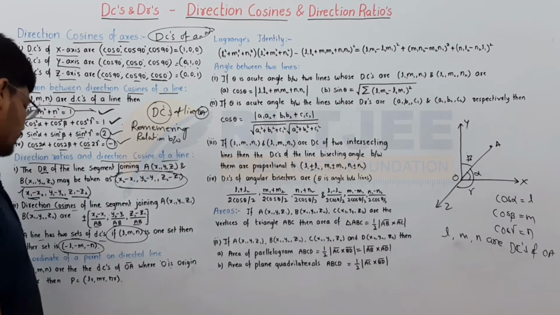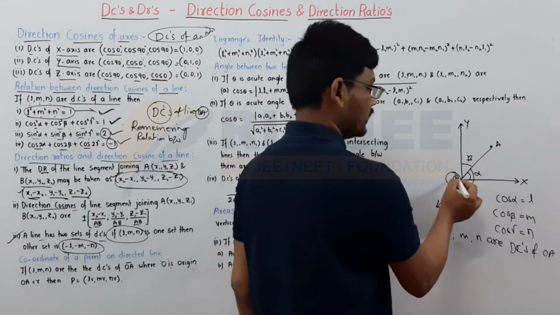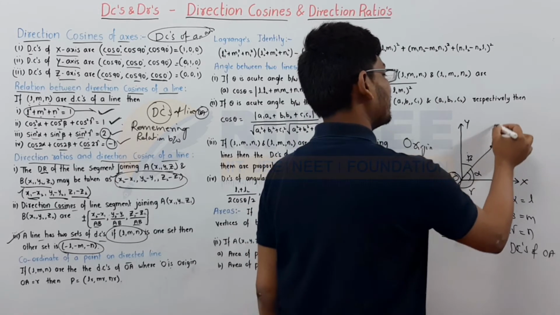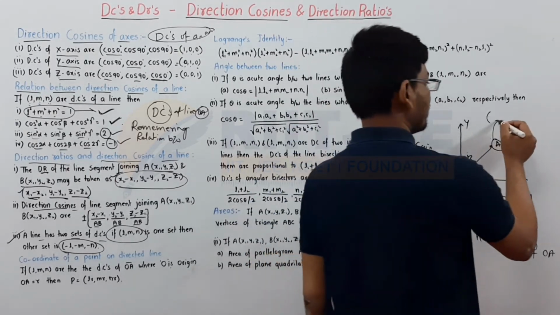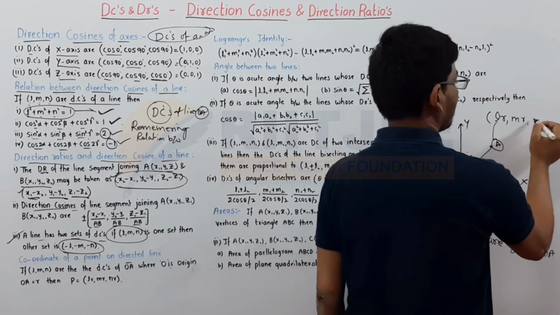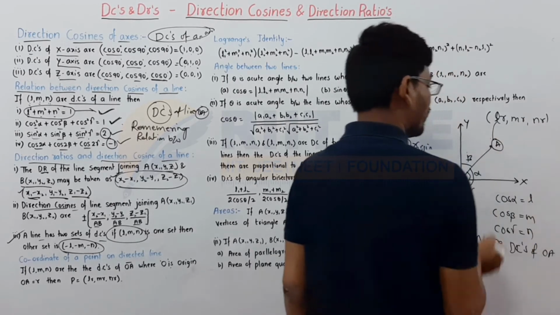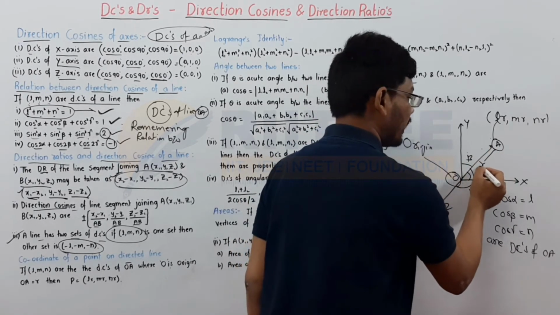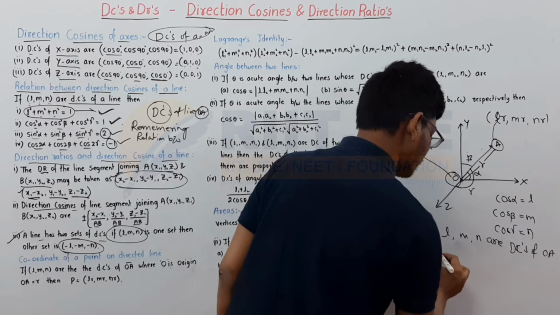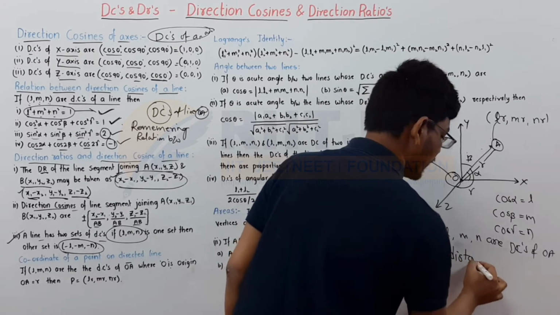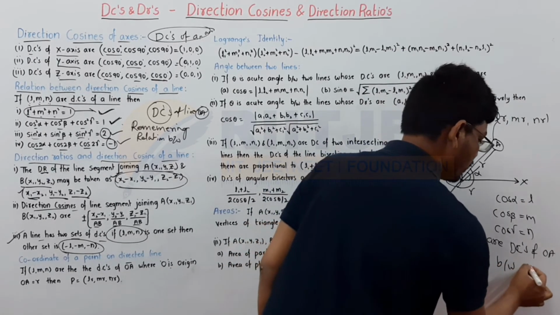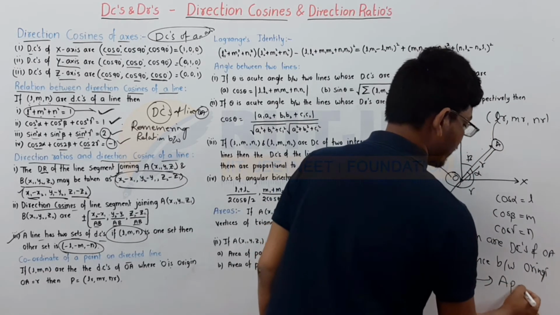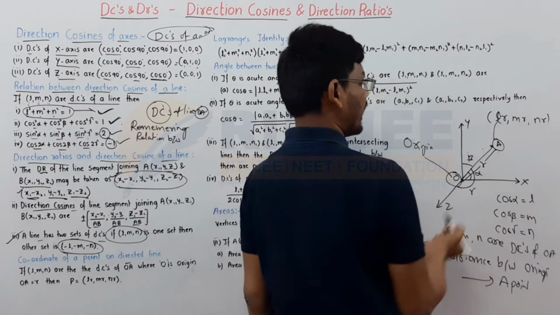Then O is the origin. If you want to find the point A here, multiply L R, M R, N R. What is R here? R is the distance between O and A, the distance between the origin and point A. This is nothing but R.